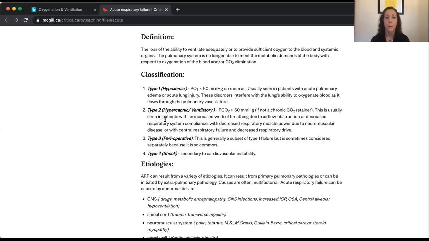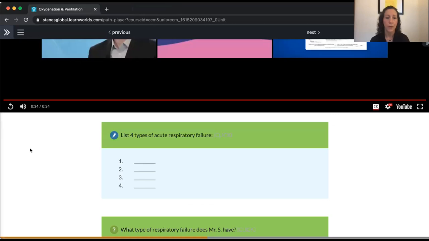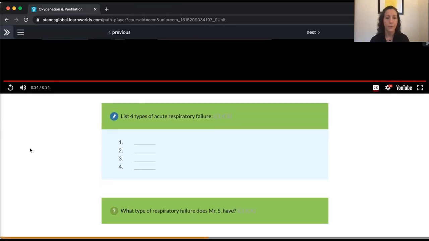And that's what we talk about mostly. I have to admit, I've never really talked about type 3 or type 4, and I don't think about them very often. But sometimes you may hear people talk about type 3 or type 4, which is perioperative or shock. So not something that I typically think about or teach. I mostly talk about hypoxemic, hypercarbic, or mixed. So just so you know, there are four types of respiratory failure that you may see people discuss.